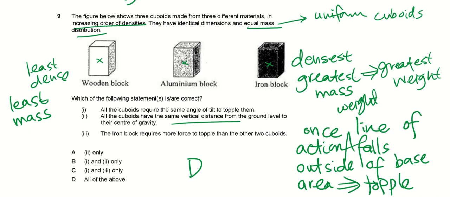They don't have equal mass, they have equal mass distribution. That means it's uniform. Okay, so this part is important. They do not have equal mass. They have equal volume, different density, therefore different mass. So if it has the greatest mass, then it has the greatest weight. So a larger moment will be required to topple it over.